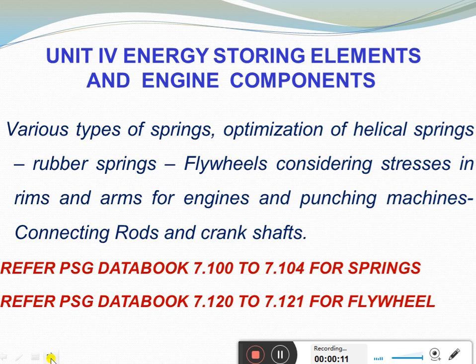So the syllabus you are going to see in this unit: various types of spring, optimization of helical spring, rubber spring, flywheel considering stresses in rims and arms for engine and punching machines, connecting rod and crankshaft. So refer PSG data book 7.102 to 7.104 for springs. Refer PSG data book 7.120 to 7.121 for flywheels. So these are the topics we are going to discuss in this unit.